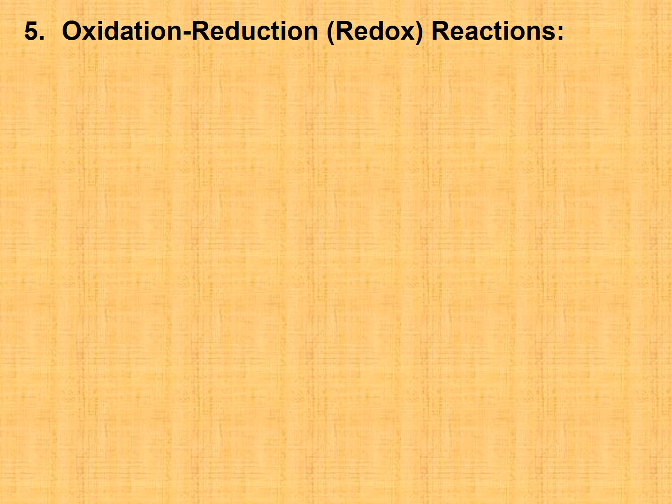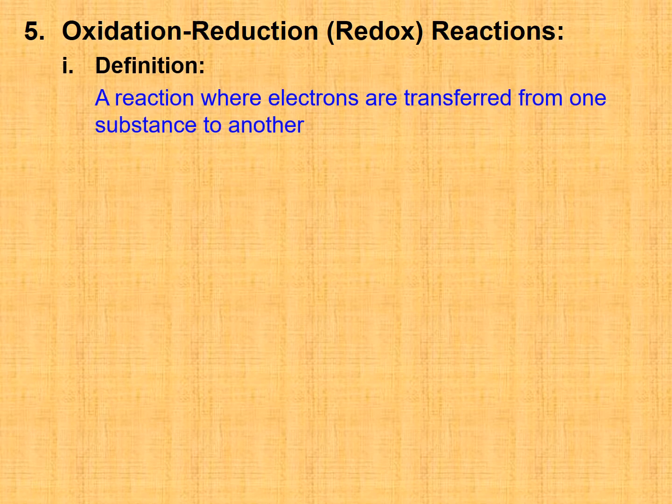In double replacement reactions, cations and anions can come together to form an insoluble ionic compound, or hydrogen ions can come together with hydroxide ions to form water. There's another possibility, however. The ions can transfer electrons between them, producing what we call an oxidation-reduction reaction. These reactions are sometimes referred to as redox reactions to shorten the name a bit. So an oxidation-reduction or redox reaction is a reaction where electrons are transferred from one substance to another.